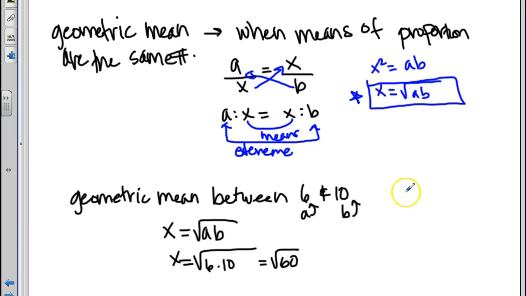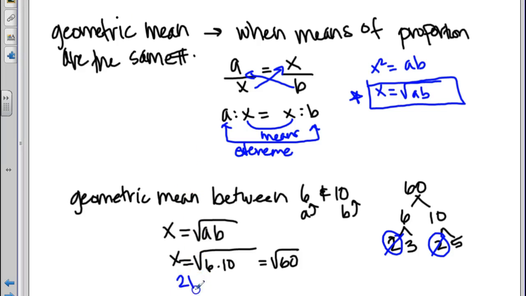Now, you may remember from the last couple of years, you could break 60 down. 6 times 10, 2 times 3, and 2 times 5. So you keep breaking these down until you have prime numbers. All of these are prime. They won't break down anymore. And then I want to see if I have a pair. And I do, I have a pair of 2's. So I'm going to take a 2 out to the outside. And then let's put what's left on the inside. The things that I can't take out are a 3 and a 5. And I know that 3 times 5 is 15. So x is equal to 2 times the square root of 15.